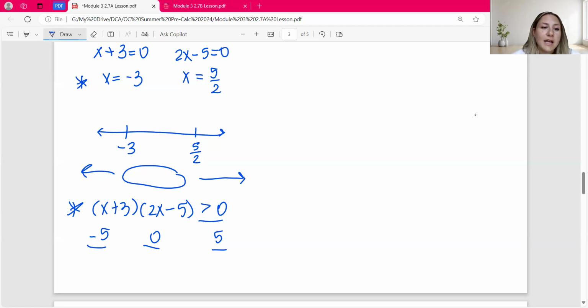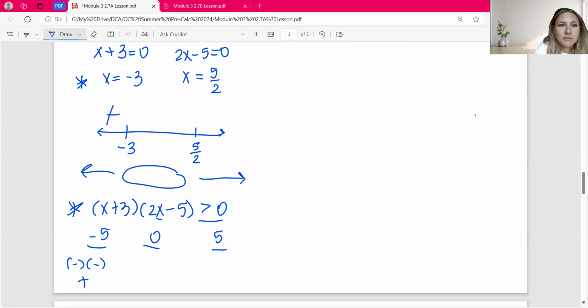So when I substitute negative 5 in, you can actually get a number here, but you don't have to. I'm just interested in the sign. So in my head, I'm thinking about negative 5 plus 3. That's going to give me a negative number. Then I substitute negative 5 in for this x. Negative 5 times 2 gives me negative 10, and negative 10 minus 5 is going to give me another negative number. And a negative times a negative gives me a positive.